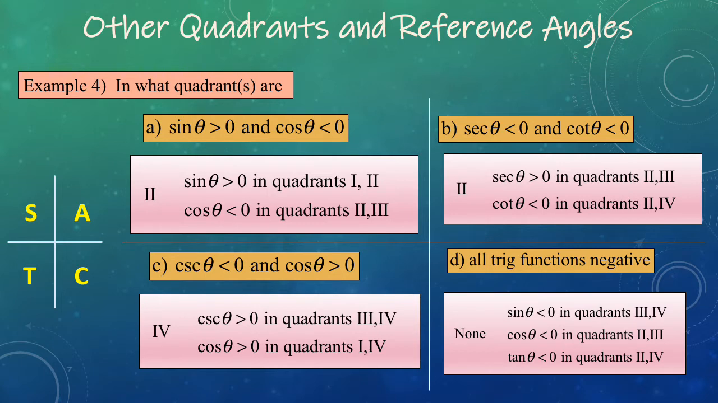D asks for the quadrant where all trig functions are negative. We know that sine theta is positive in 1 and 2, making it negative in 3 and 4. We know that cosine theta is positive in 1 and 4, making it negative in 2 and 3. And we know that tangent theta is positive in 1 and 3, making it negative in 2 and 4. And there is no quadrant that all three statements have in common. Therefore, it is impossible for any value of theta to have all trig functions negative.